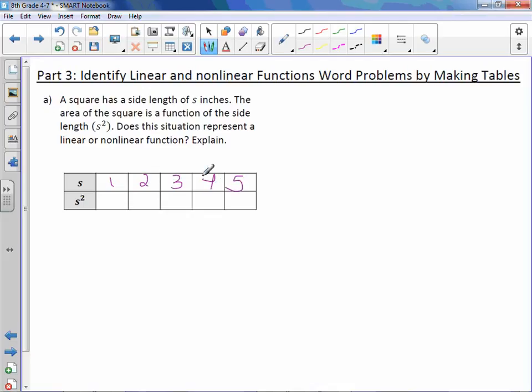Now, if I had a side length of 1, to find the area, it's 1 squared. 1 squared is 1. If I had 2, 2 squared is 4. If I had 3, 3 squared is 9. 4 squared is 16. And 5 squared is 25.